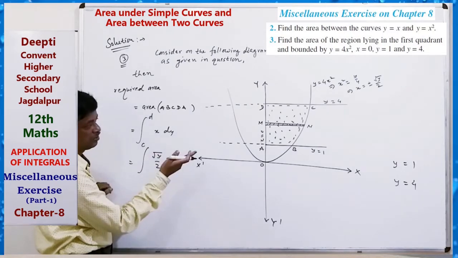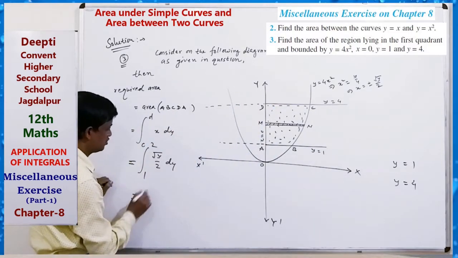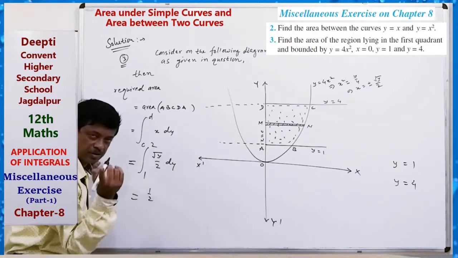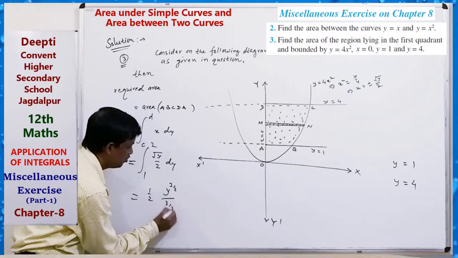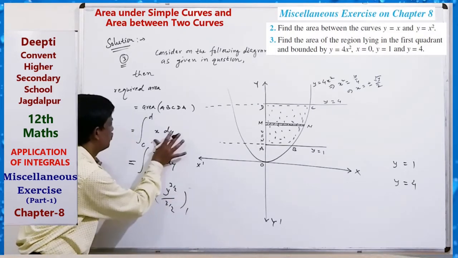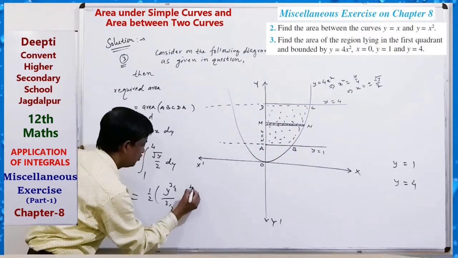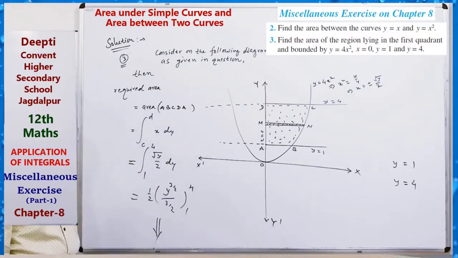Limit from 1 to 4. Now we just have to solve it. Simple. 1 by 2 common, y to the power 1 by 2, that is y to the power 3 by 2 upon 3 by 2, limit from 1 to 4. Now you can get the result. By putting the values, you can get the result.